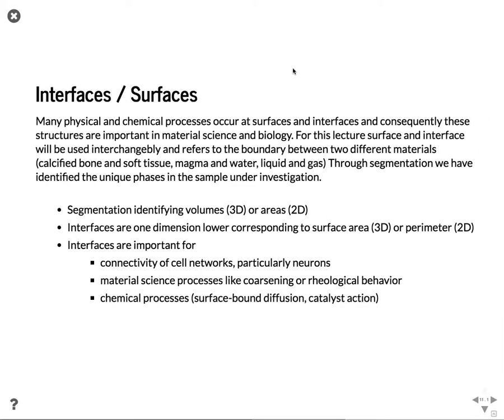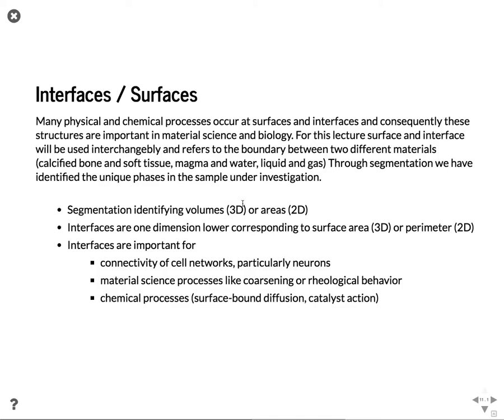So for interfaces and surfaces, many processes happen at them. Even as we calculate these distance maps, it's quite important to incorporate the surfaces and boundaries between them, because that's what we're calculating the distances for.